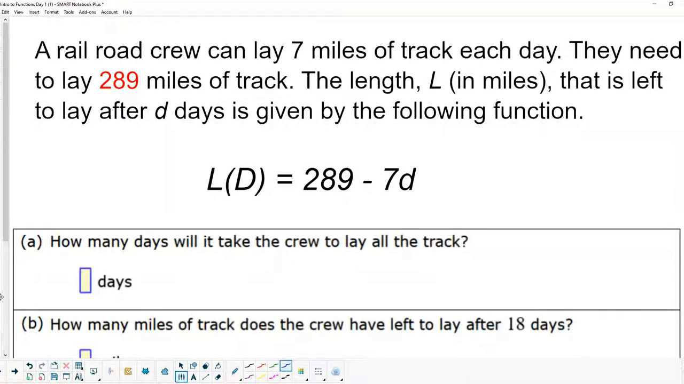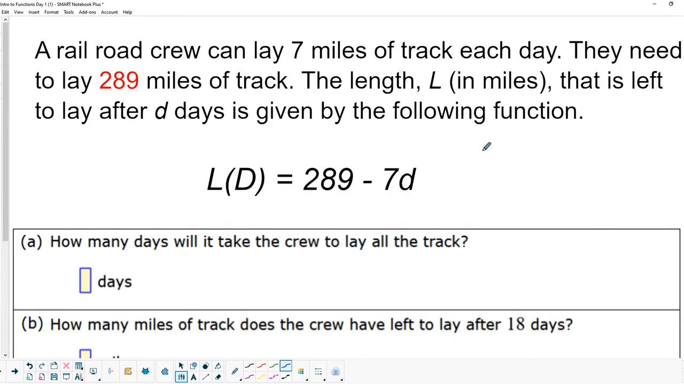There's one more here that I don't believe is on our notes, but this is the kind of problem you might see in the ALEKS. And could be a little bit of a surprise kind of problem. So let's look at it. A railroad crew can lay 7 miles of track each day. They need to lay 289 miles of track. The length L in miles that is left to lay after D days is given by the following function. So here's the total amount they have to lay to finish. And this is how much less they have each day because they're laying 7 miles a day. So how many days will it take the crew to lay all the track?